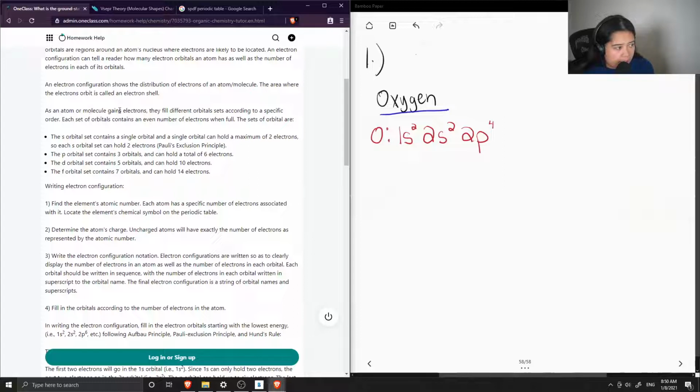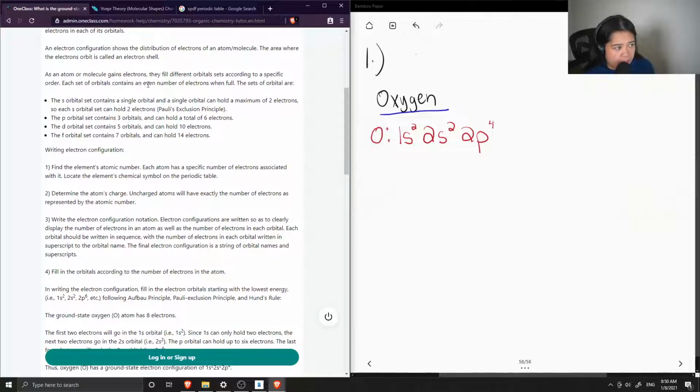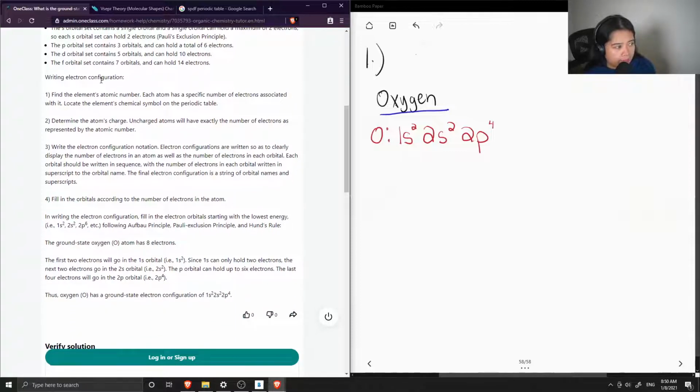As an atom or molecule gains electrons, they fill different orbital sets according to a specific order. Each set of orbitals contains an even number of electrons when full. The sets of orbitals are the S, which can hold 2 electrons, the P, which can hold 6, the D can hold 10, and the F can hold 14. So when writing electron configuration, you first find the element's atomic number. Each atom has a specific number of electrons associated with it. Locate the element's chemical symbol on the periodic table.